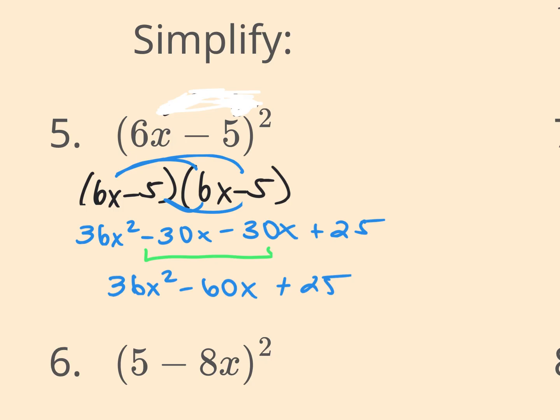Yes, sir. I want to be negative 60x squared. No, because you're just adding like terms. So it's negative 30 and negative 30. You keep the last name the same.